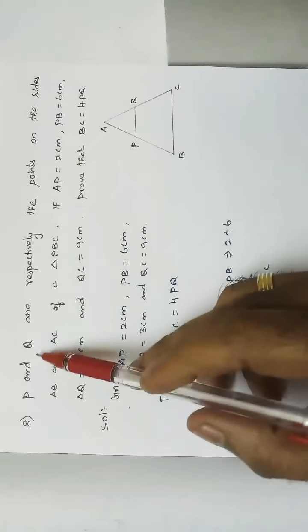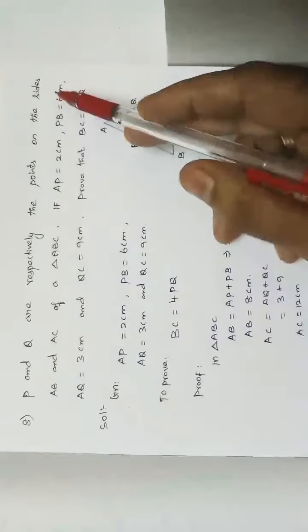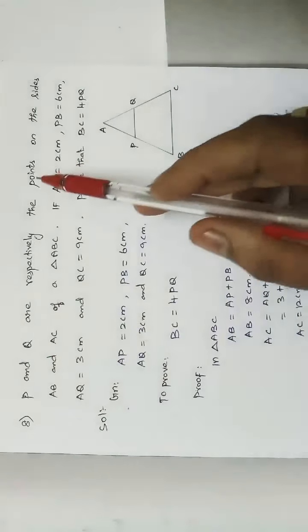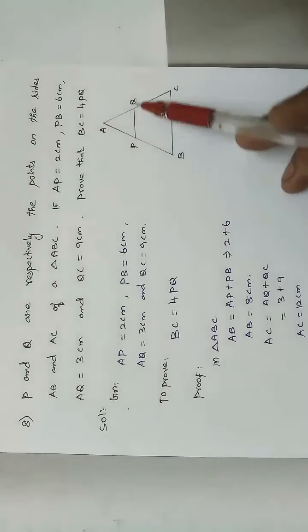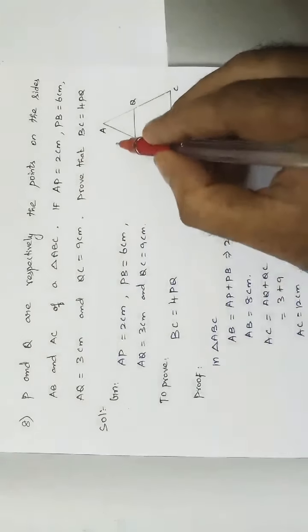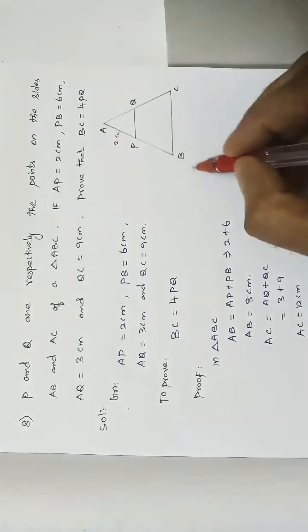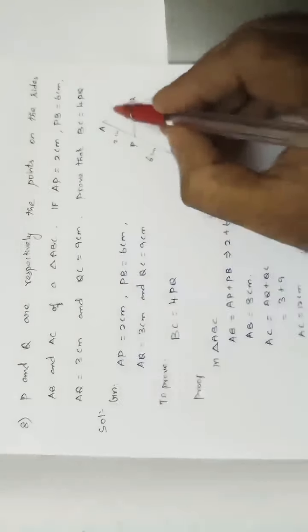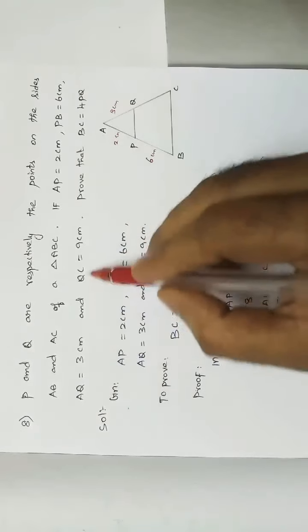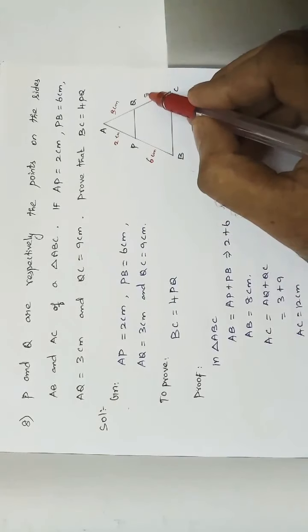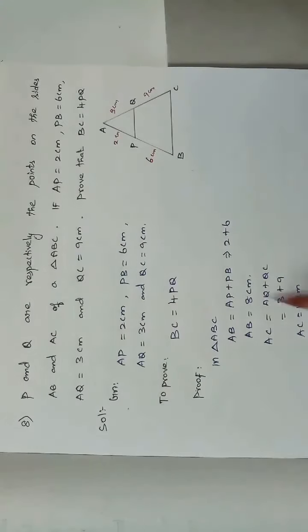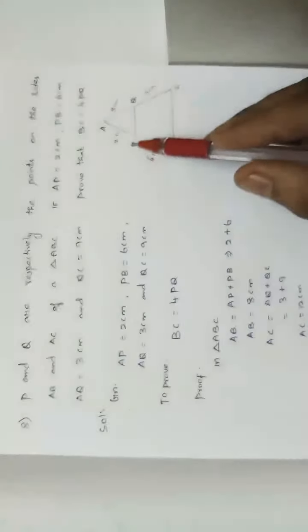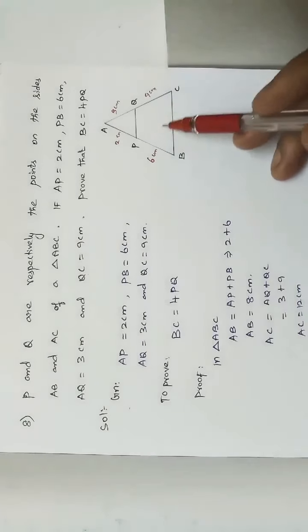Exercise number 8. P and Q are respectively points on the sides AB and AC of triangle ABC. So you can draw triangle ABC. If AP is equal to 2 centimeter, PB is equal to 6 centimeter, AQ is equal to 3 centimeter, and QC is equal to 9 centimeter, prove that BC is equal to 4 times PQ.